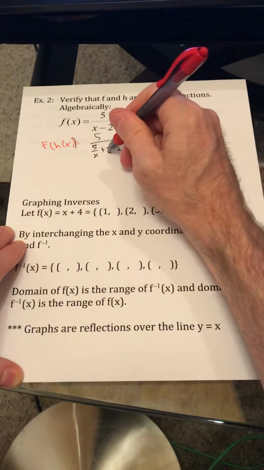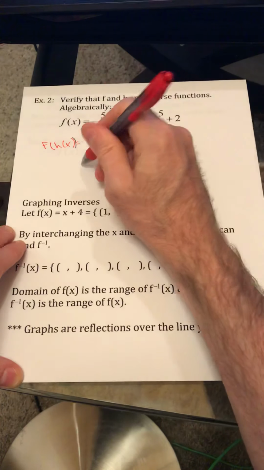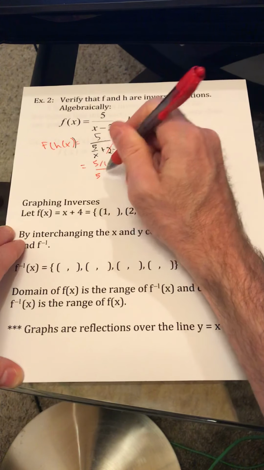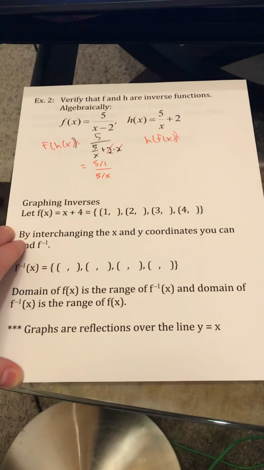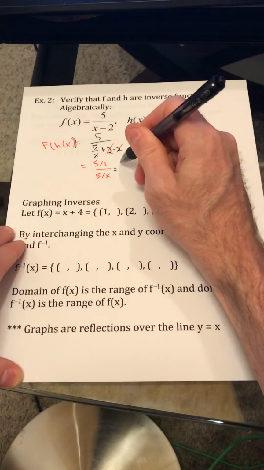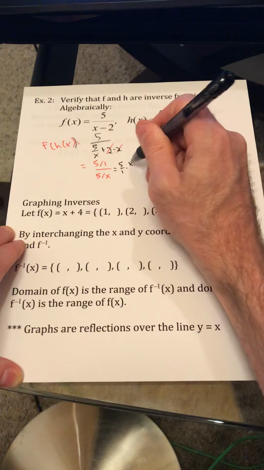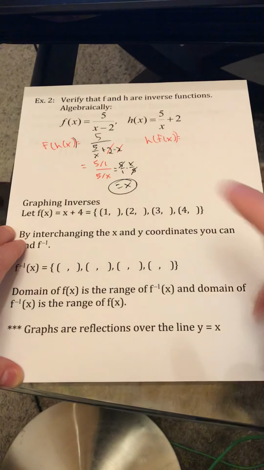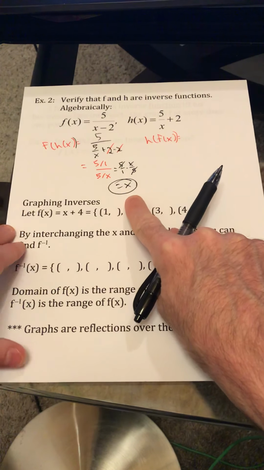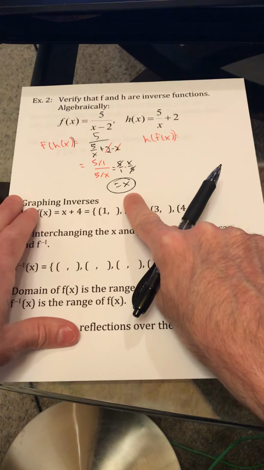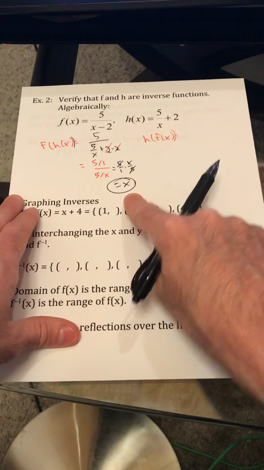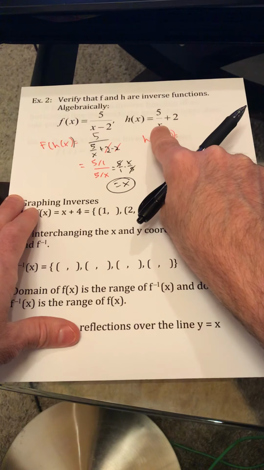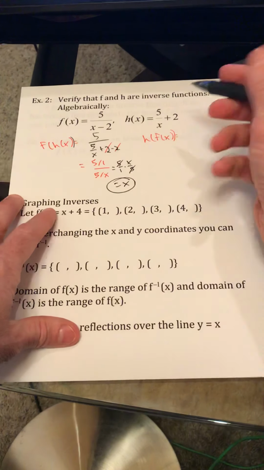Well, first, these cancel. And so then you're left with, and again, I'm going to make this 5 over 1 over 5 over x. Well, when we multiply by the reciprocal, the 5's cancel, and you are left with x. So that is half of verifying. Now, the other half, you do have to also plug function f into h and show it also equals x.